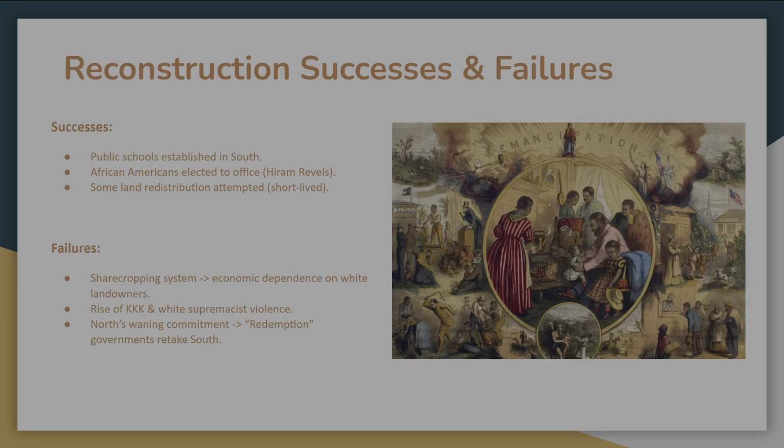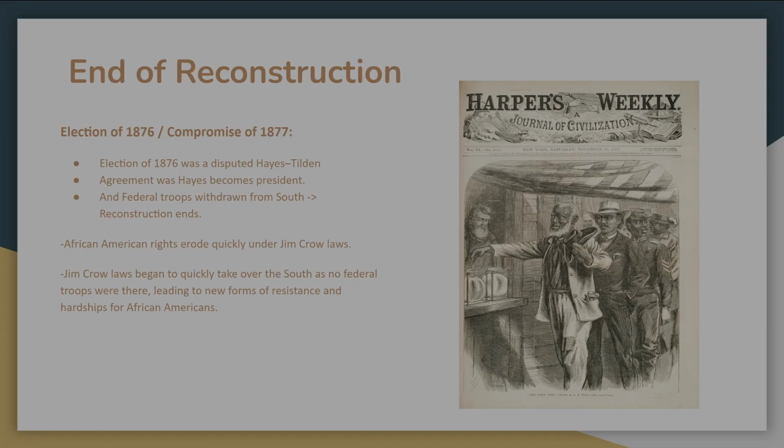Reconstruction successes and failures. Some of the successes include public schools established in the South, African Americans elected to office, and some land redistribution attempted. Some of the failures include the sharecropping system and economic dependence on white landowners. Sharecropping was basically another version of slavery. And you have the rise of the KKK and white supremacy, the North's waning commitment, and Redemption, when governments retook the South.